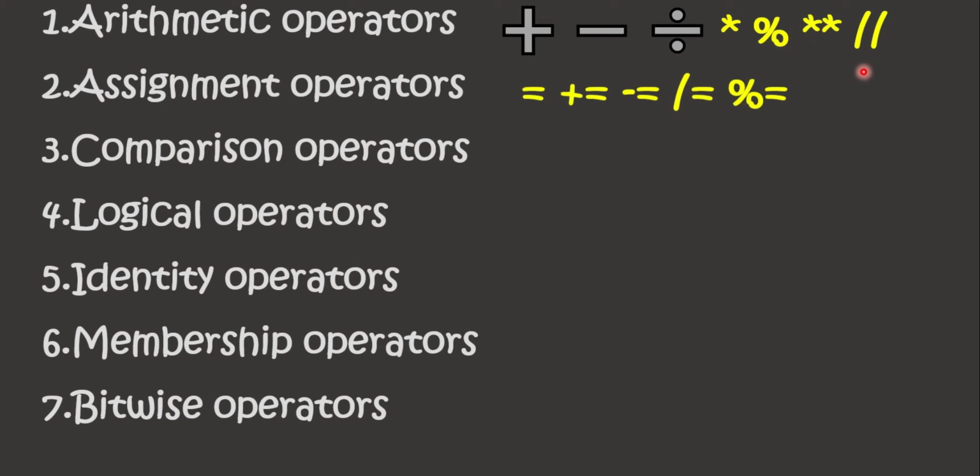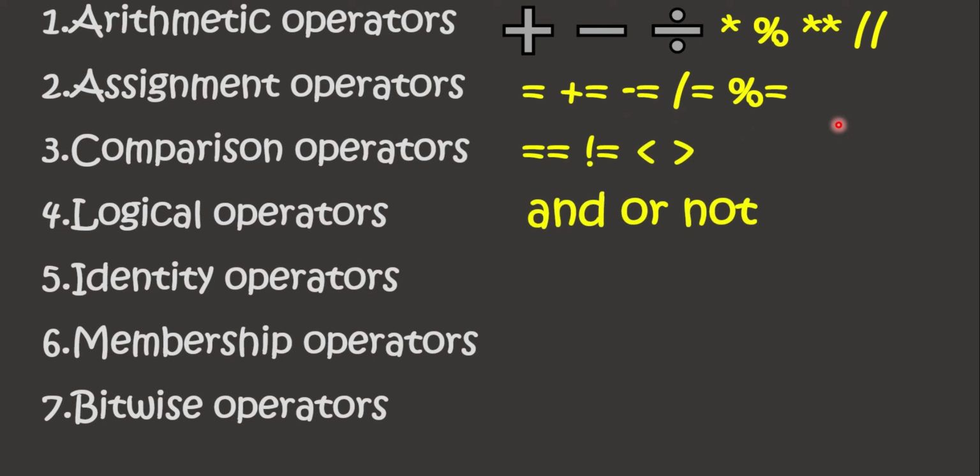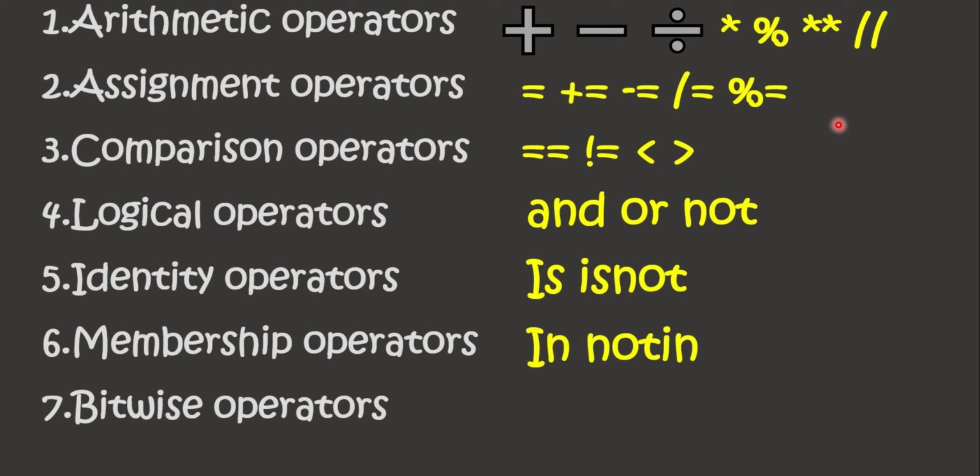In assignment operators, we have equal to, addition and equal to, subtraction and equal to, all those things. In comparison operators, we have is equal to, not equal to, greater than, or smaller than. In logical operators, we have and, or, not. In identity operators, we have is, is not, and so on. In membership operators, we have in, not in. And in bitwise operators, we have operators like and, or, not, etc. So let us have an elaboration on each of them.